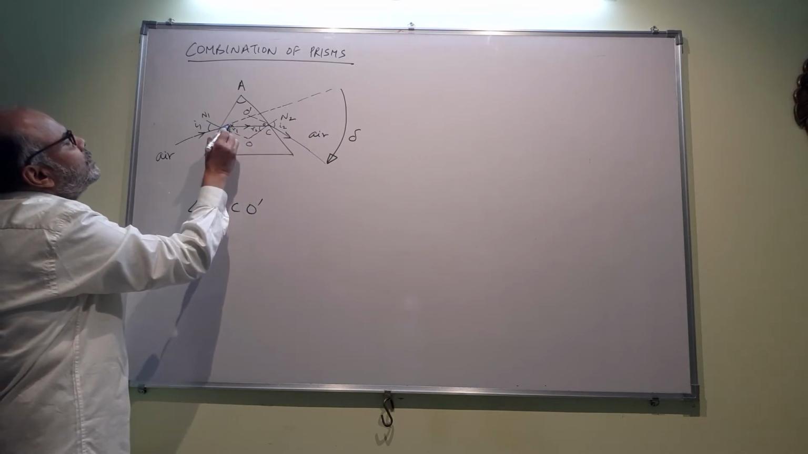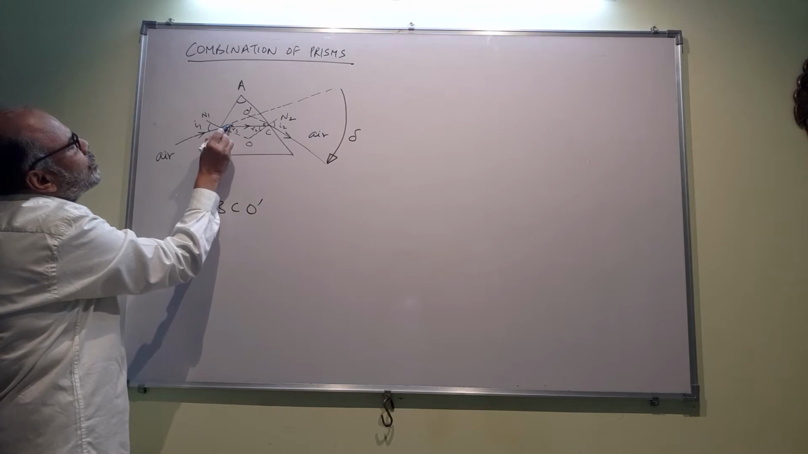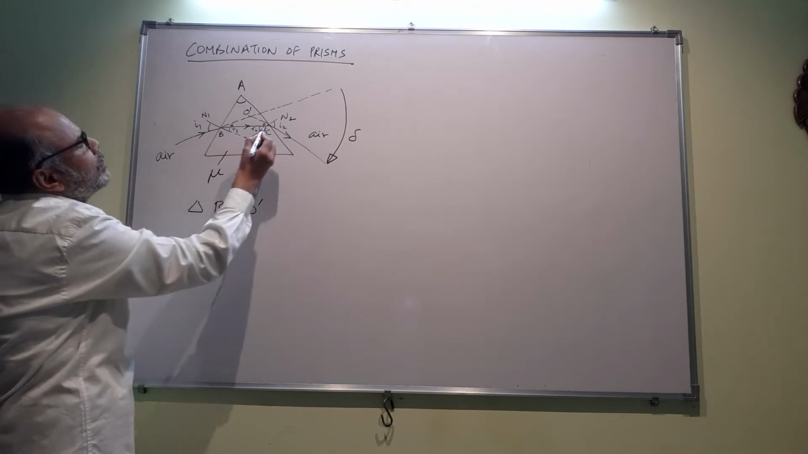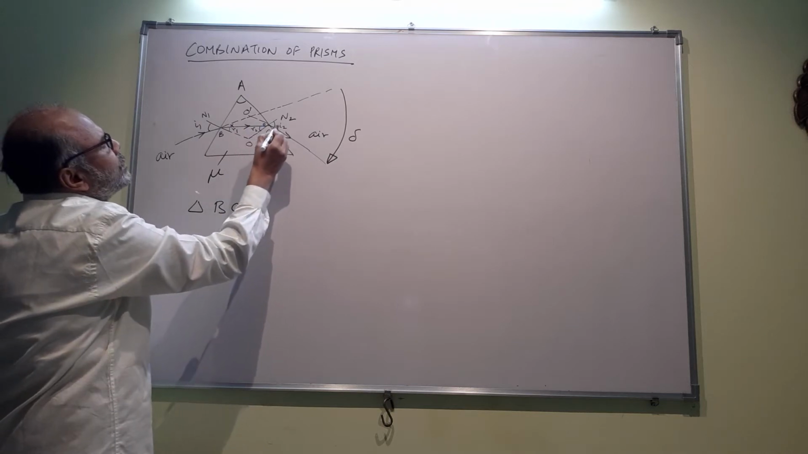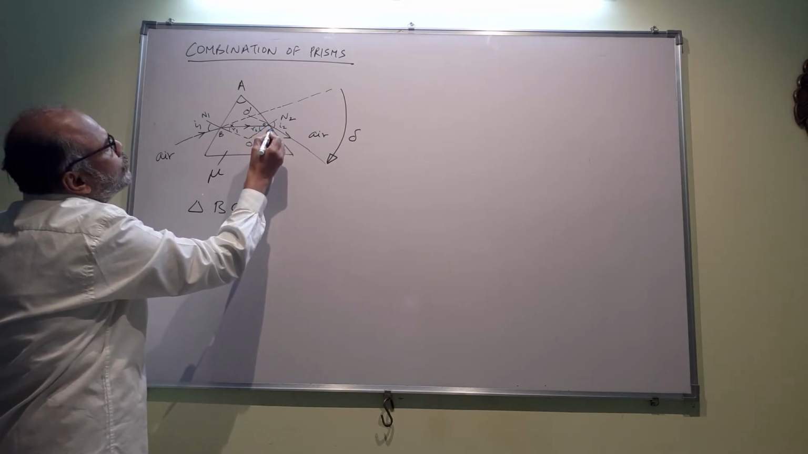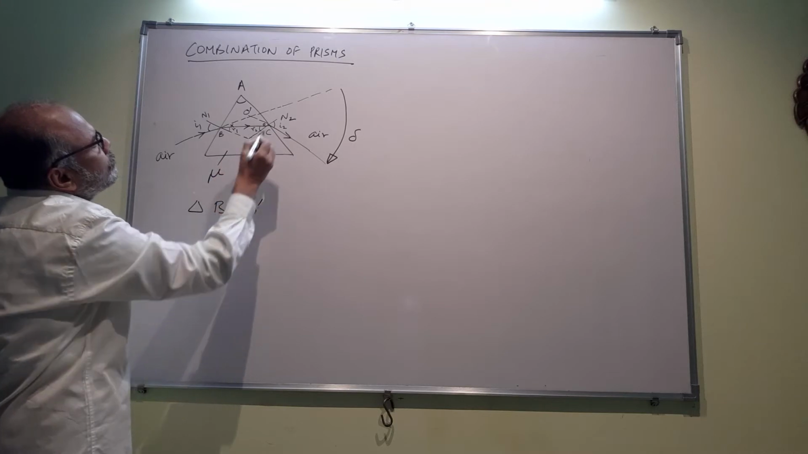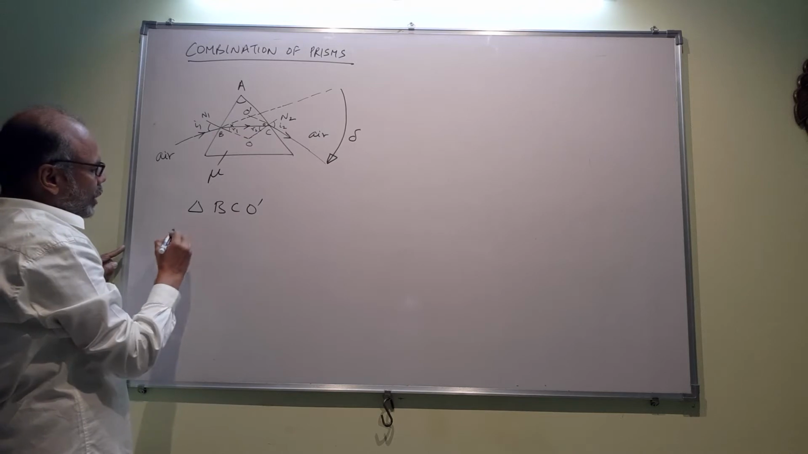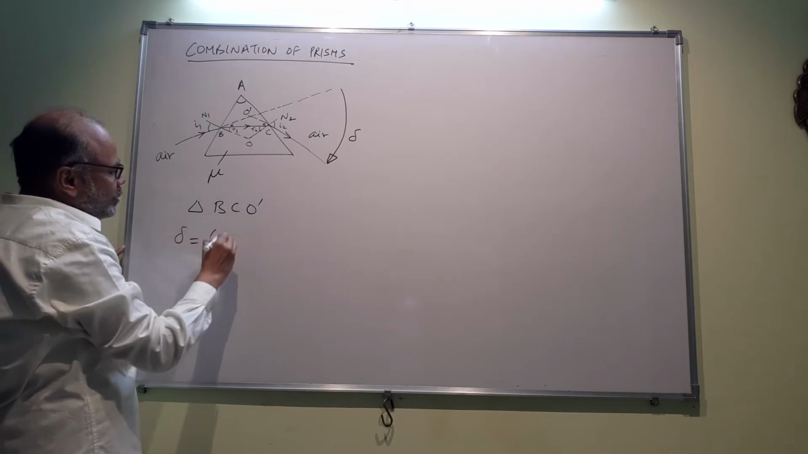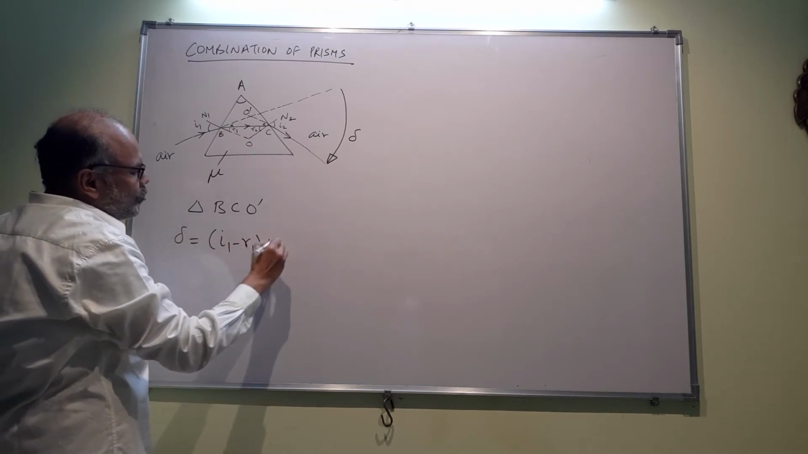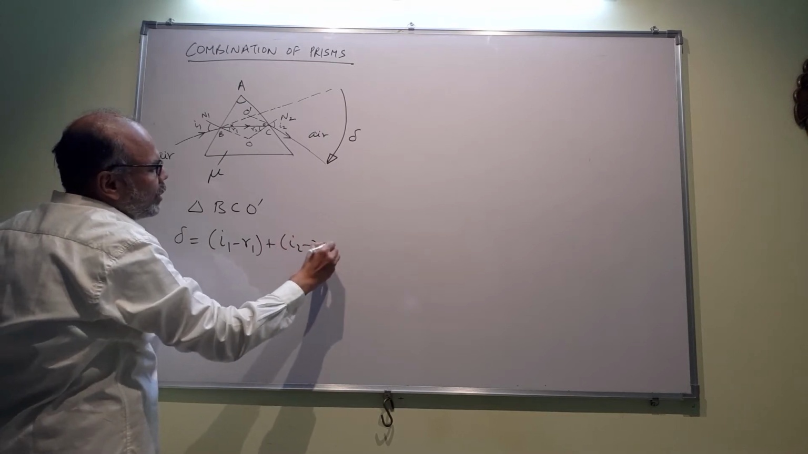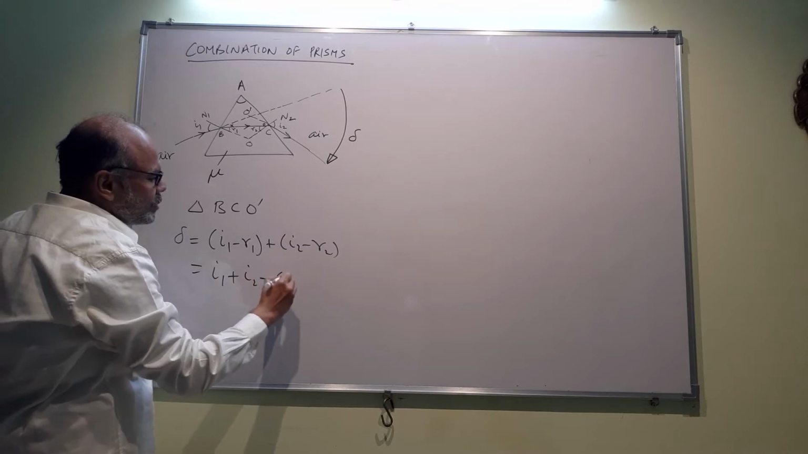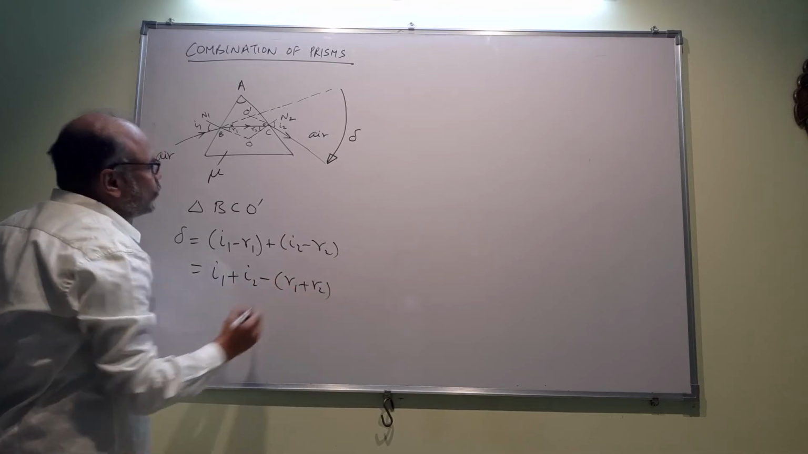The internal angles are, if you see this cross which I marked here, is I1 minus R1, and the circle that I have put here is I2 minus R2. Therefore, I can say delta is I1 minus R1 plus I2 minus R2. Or I can say it is I1 plus I2 minus (R1 plus R2).